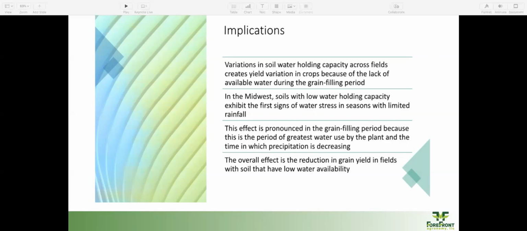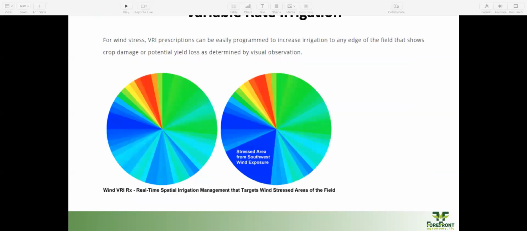Soils with low water holding capacity are going to exhibit the first signs of stress with limited rainfall or irrigation, and it's going to be pronounced because that is the highest water use of the season. But the overall effect of this is a reduction in grain yield in fields with soil with low water availability. And so, there are some things that we're doing to help offset that.